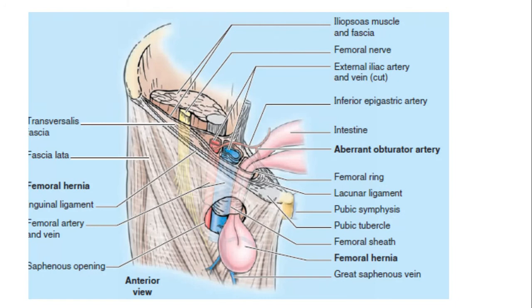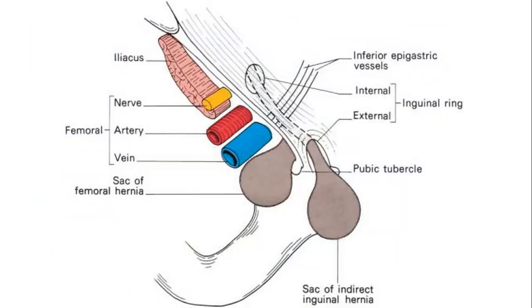Here you can very well see. Here is a more sophisticated diagram, which is showing the two hernias. One is in the inguinal region, and one is from the femoral canal. If you see this hernia, this is below the pubic tubercle. And if you see the sac of this hernia, this is above. This is the sac of an indirect inguinal hernia, and this is the sac of a femoral hernia.